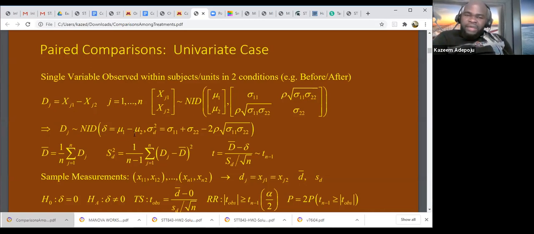Right here, we're looking at the difference between the means of the variable before and after. Okay? And what I have here is going to be the variance of the difference. Okay? So this is the variance of the difference. Of course, you know where to get sigma 11, it is right here. And sigma 22 is here. And this guy here is part of this.